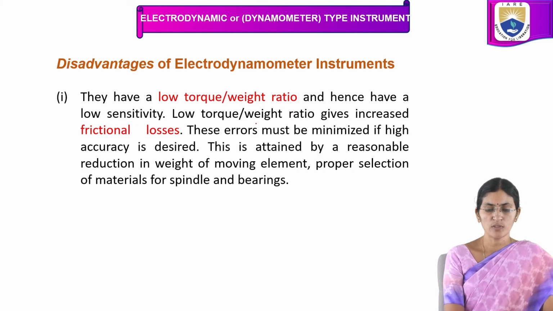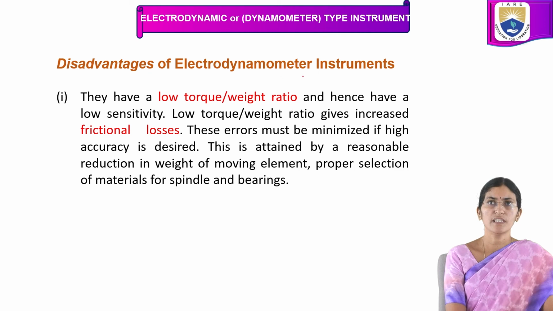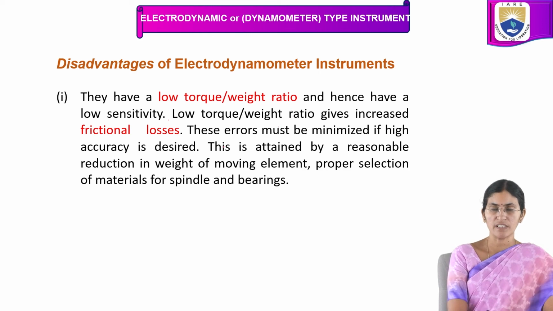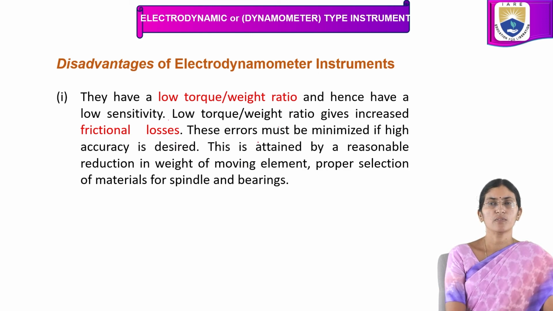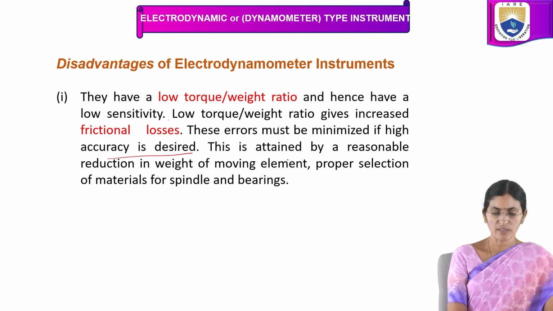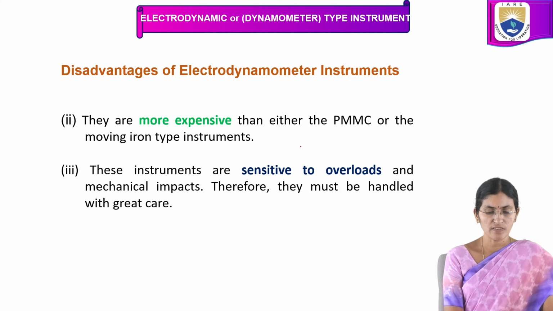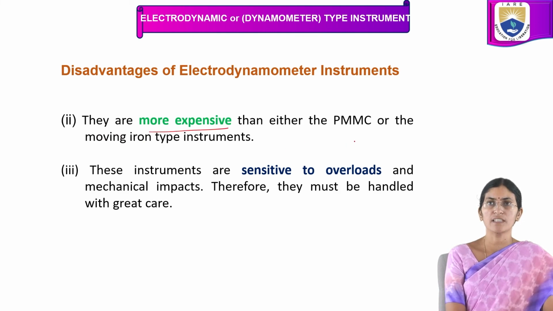Now the disadvantages. They have a low torque to weight ratio. This is one of the important disadvantages of electrodynamometer type instruments. Therefore they have low sensitivity. Low torque to weight ratio gives increased frictional losses. So these errors must be minimized if accuracy is desired. This can be attained by reasonable reduction in weight of the moving element, and proper selection of materials for spindles and bearings. Another disadvantage is that these are more expensive than either PMMC or moving iron instruments.